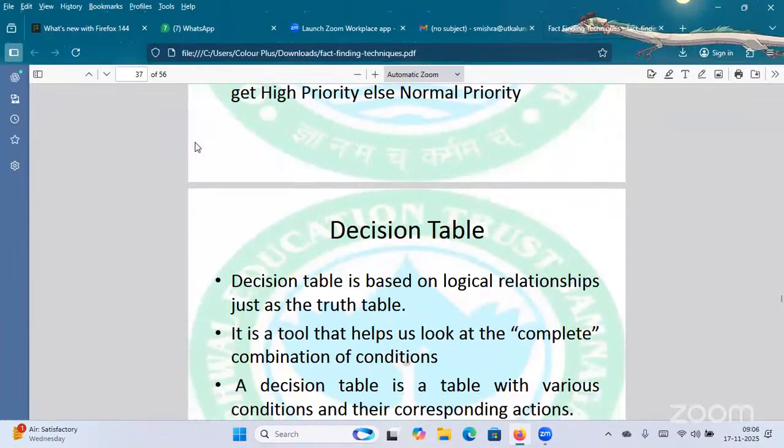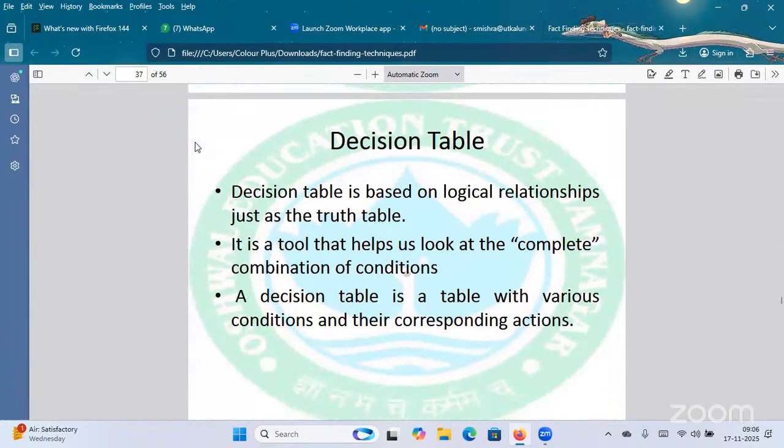Then next is our decision table. So a decision table is based on logical relationship, just like a truth table. So it provides a logical relationship. It is a tool that helps to look at the complete combination of conditions. So it is also a condition action rule. A decision table is a table with various conditions and their corresponding actions. So we can say it is also a condition action table.